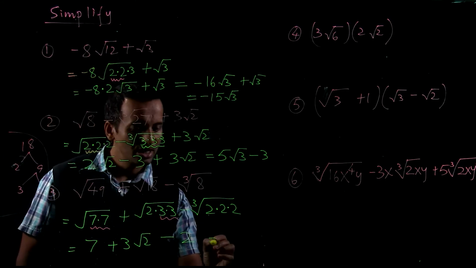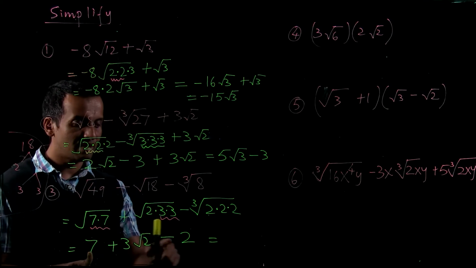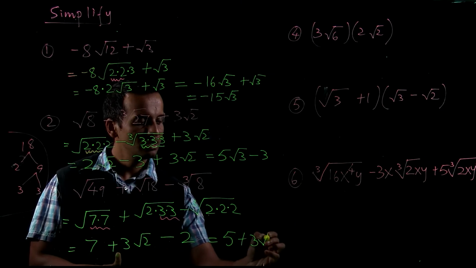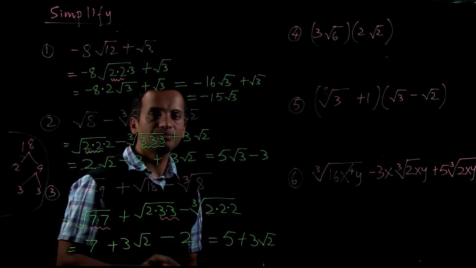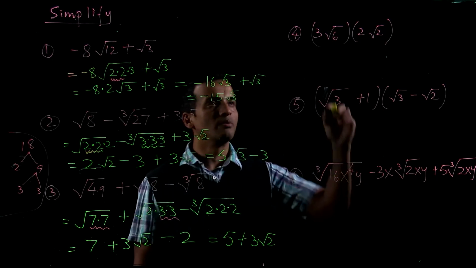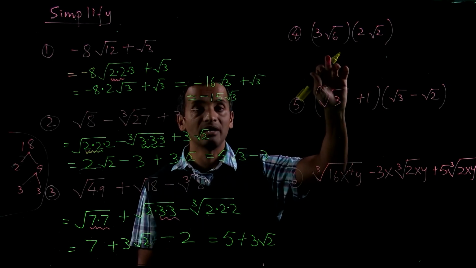Okay, so what is the final answer then? There is 7 minus 2 is 5 and then plus 3 square root of 2. All right, let's do example number 4. In example number 4 you have to multiply.